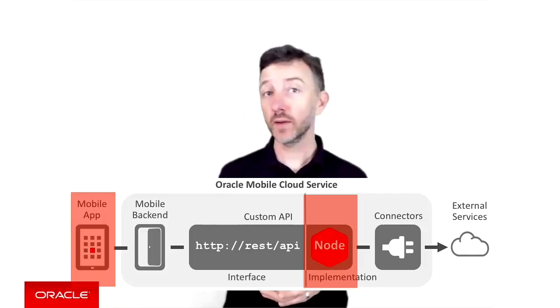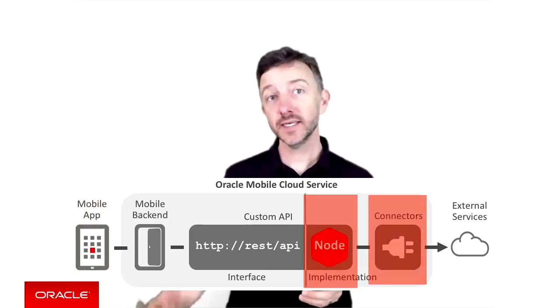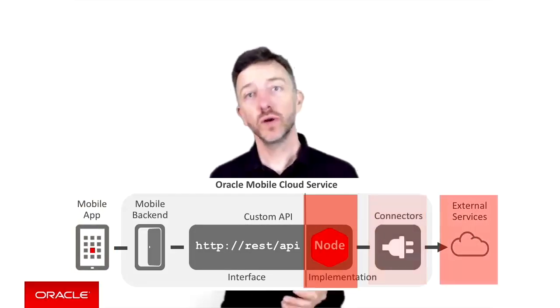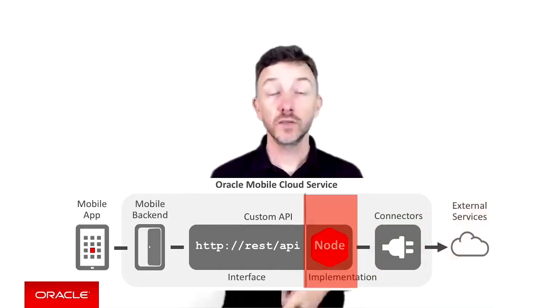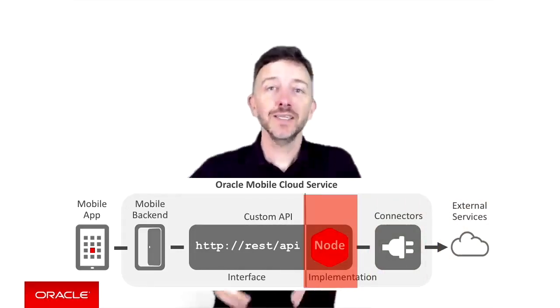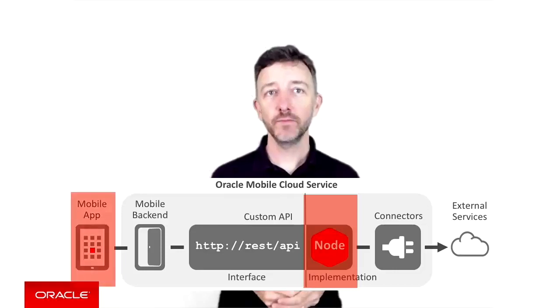from our remote mobile application and then use the connector to retrieve the data from our on-premise server, modify the data to our own needs, our mobile application's needs, and then pass that back to the mobile app.